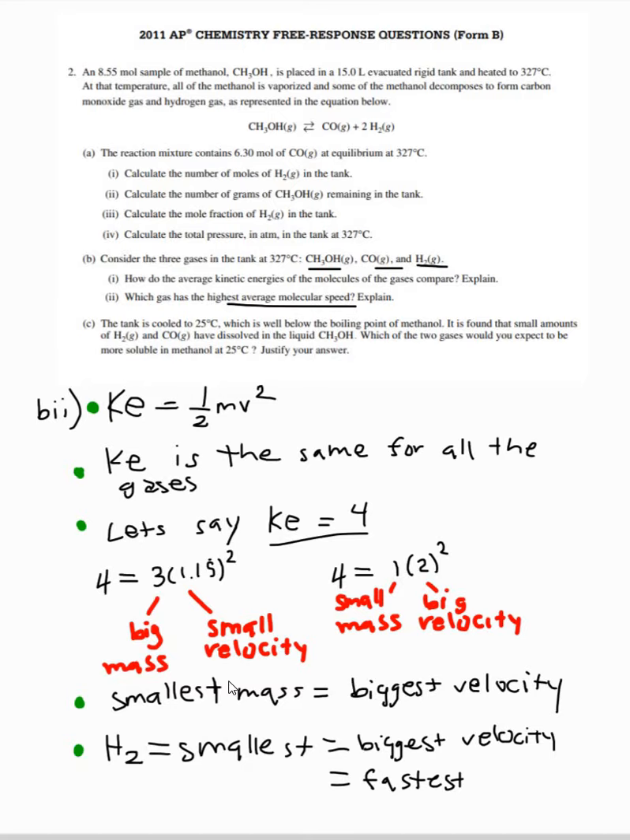And if we know that a big velocity means a small mass, then we have to find which one of these three molecules has the smallest mass in order to find which one has the biggest velocity. So, looking at these three molecules, it's really apparent that H2 is the smallest in mass because hydrogen weighs less than all of these. And so that's why we know H2 has the biggest velocity, and therefore it's the fastest.